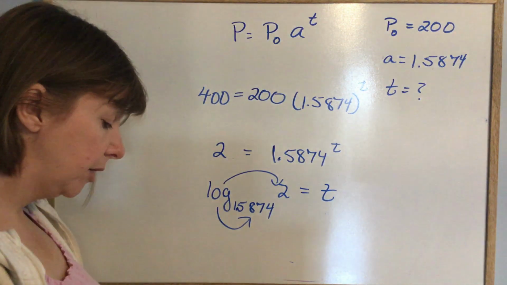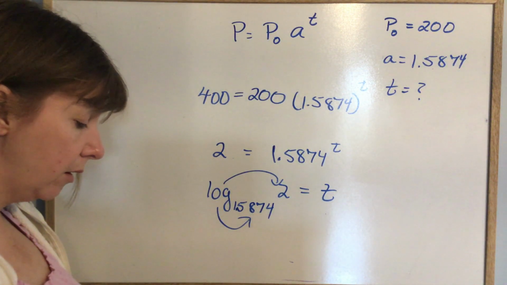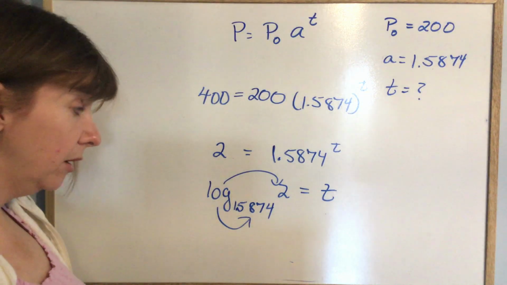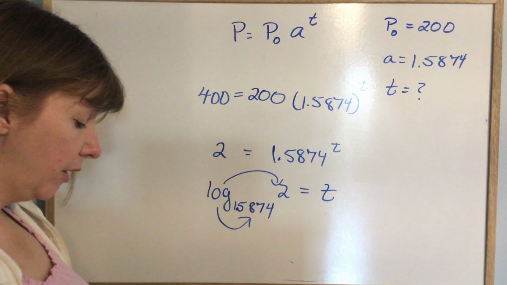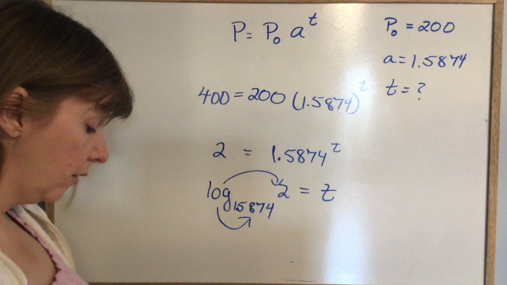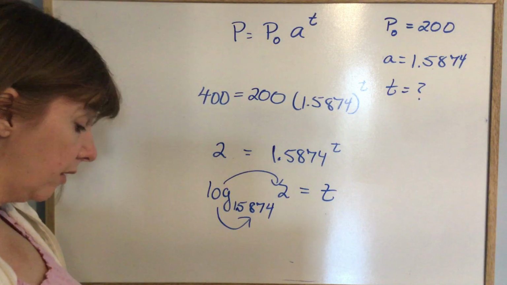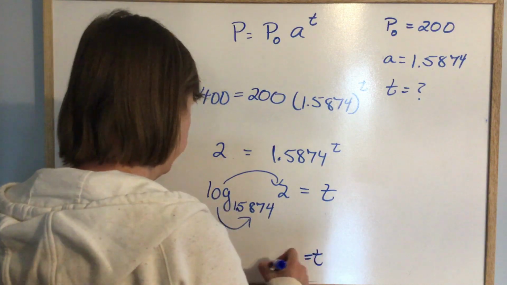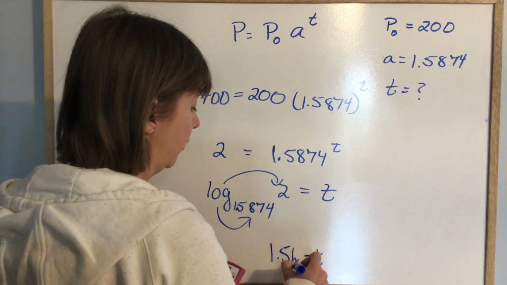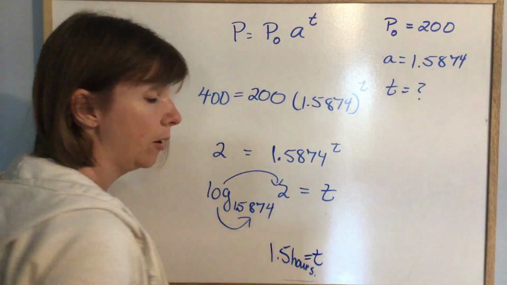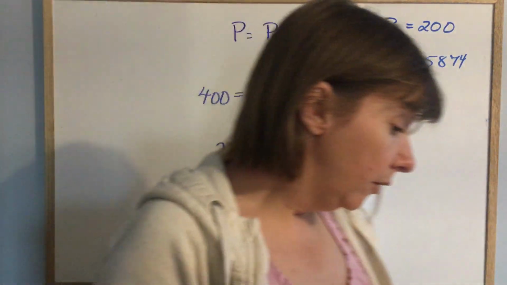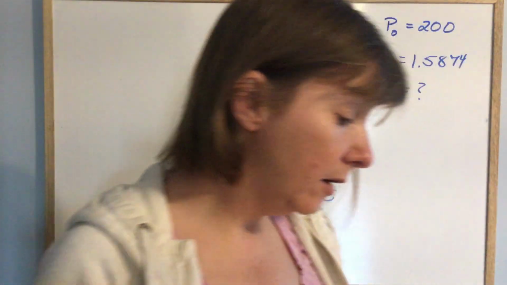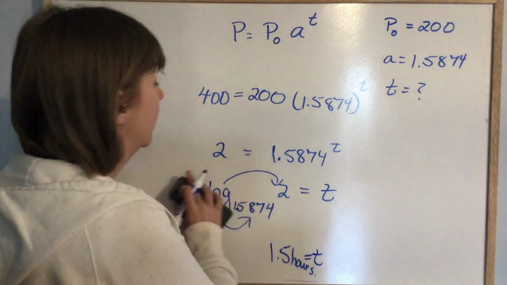Either way, I'm going to end up doing log of 2, and I'm going to hit equals there, divided by log of 1.5874, and I get that T is 1.5 hours. So that would be B. C.